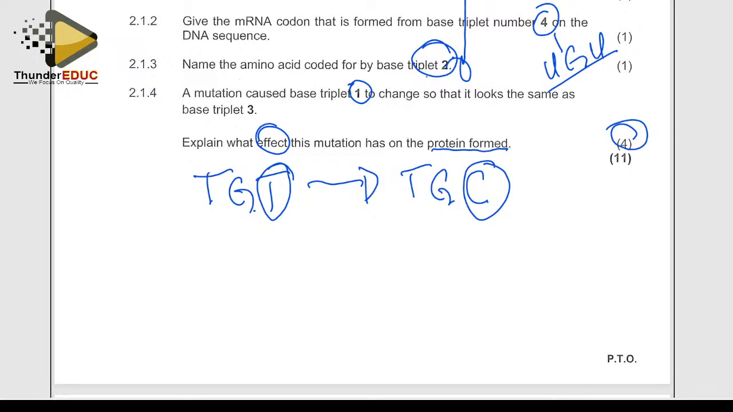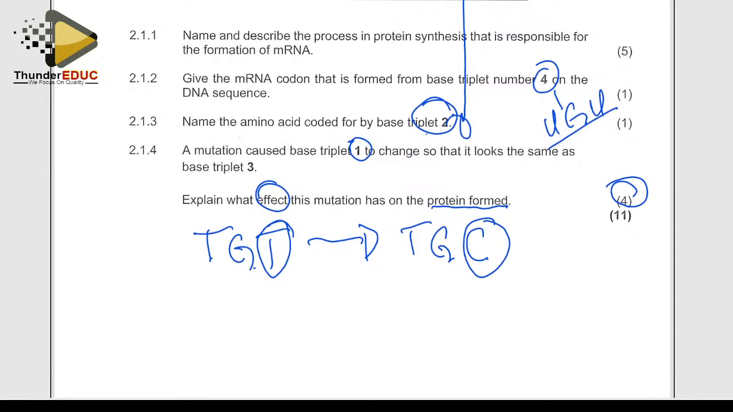That is the first mark. As I told you, TGT is changed to this, so you need to tell us what changed. The third base T was changed to C. That's 1 mark. I'm not saying that's how they're going to give you the mark, but that's how it's supposed to be.